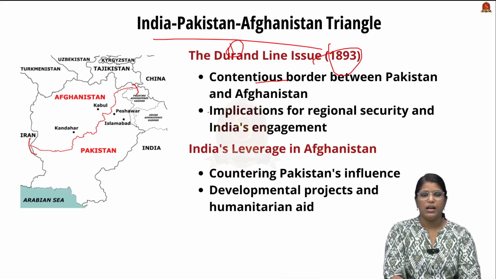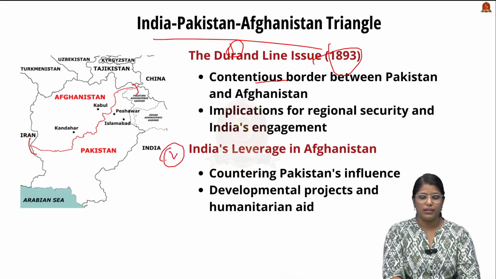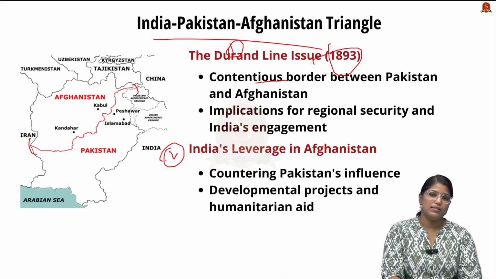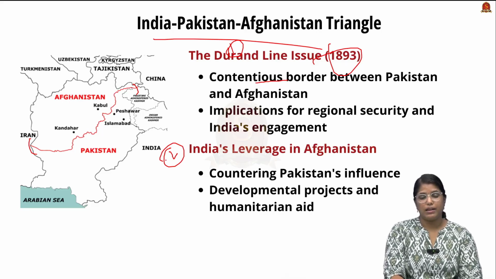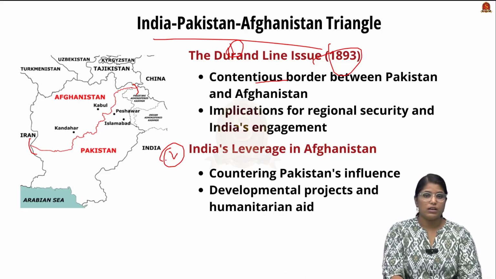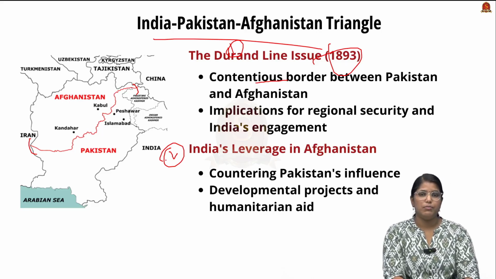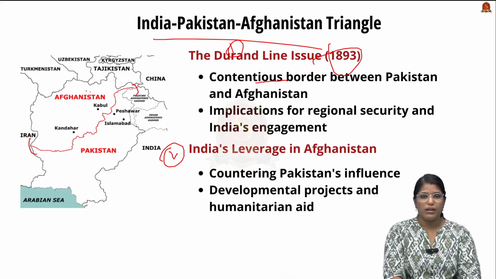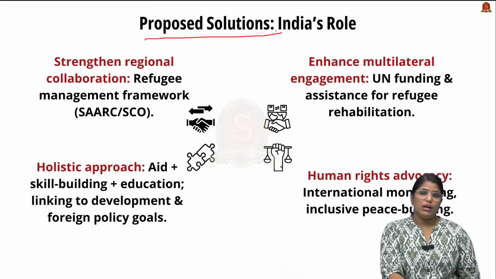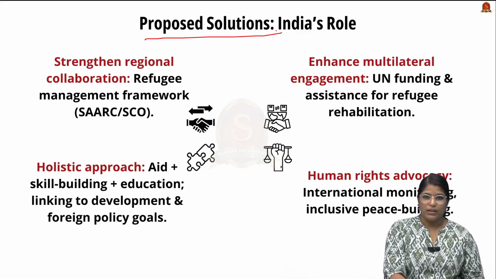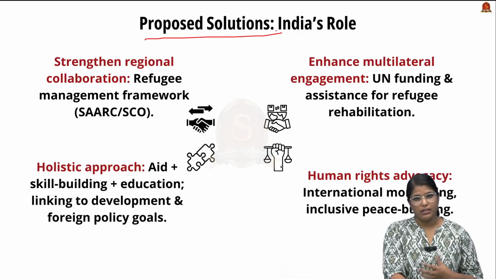And the second important thing that you have to remember is India is actually helping a lot through the humanitarian aid as well as the developmental projects. So this is countering Pakistan's influence in the particular region. So this is what we call when it comes to the India, Pakistan, and Afghanistan triangle. Let us quickly go through the solutions that can be taken when it comes to the India and Afghanistan relationship.